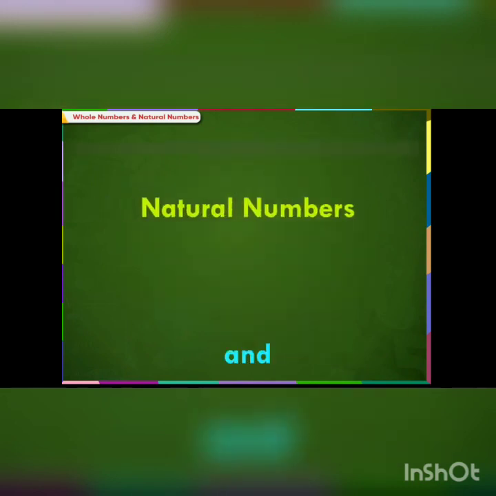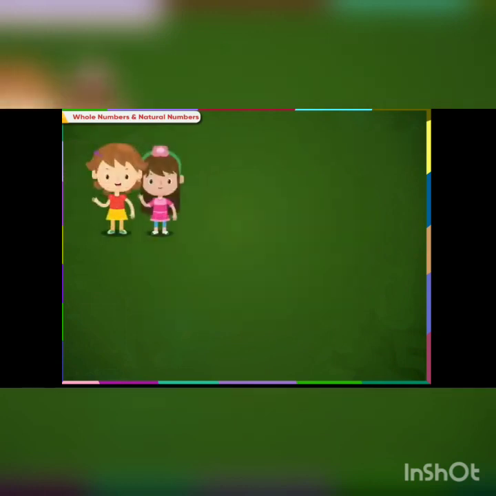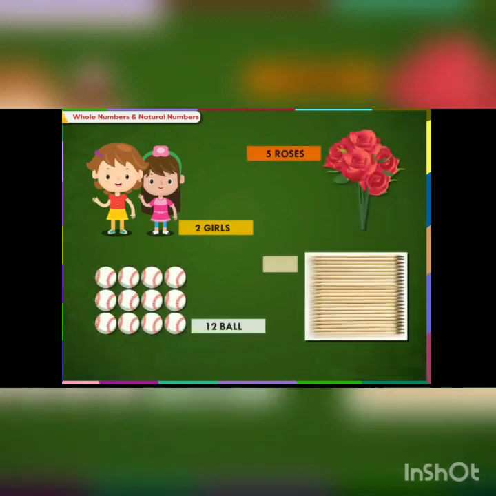Natural numbers and whole numbers. We count objects using numbers like 2 girls, 5 roses, 12 balls and 20 sticks. We use numbers 1, 2, 3, 4 and so on to count objects. So these numbers are called counting numbers or natural numbers.